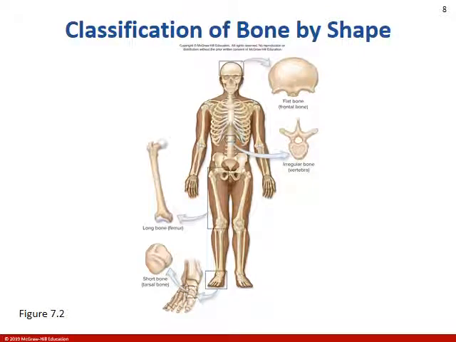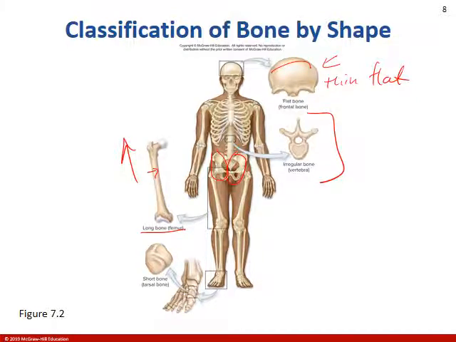Just an image form of everything we just talked about. Here's a flat bone. Even though it's curved, if you held one in your hand, it is very thin and flat. Obviously, here's an irregular vertebrae. Your hip, your os coxa, I also said was an irregular bone. Then we can see the long bone here, the femur. It is longer than it is wide.